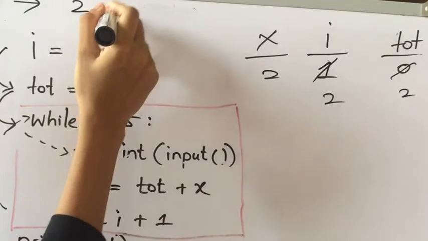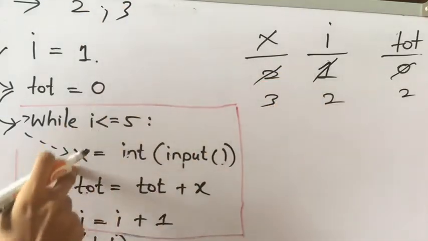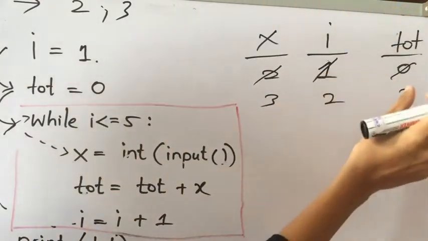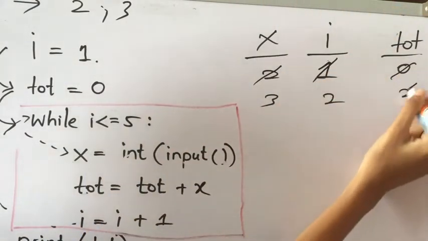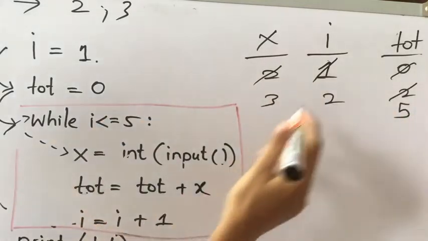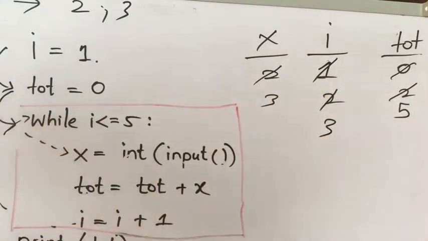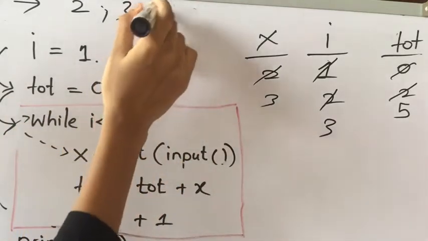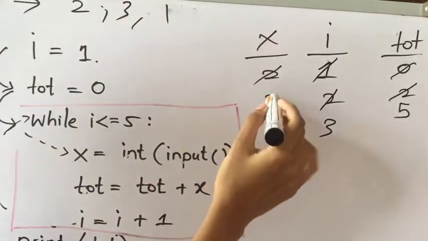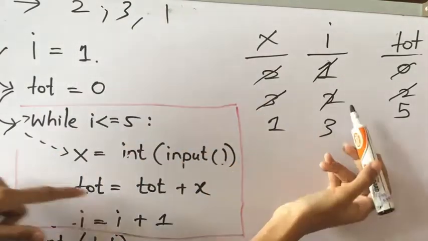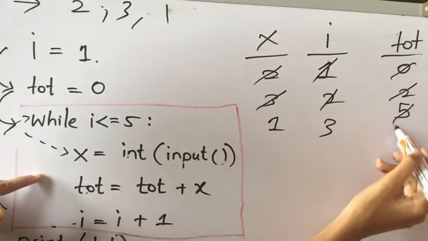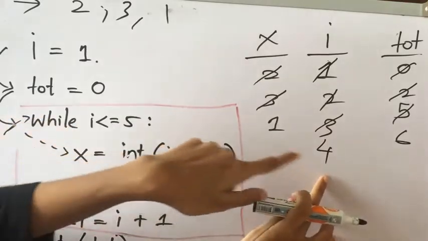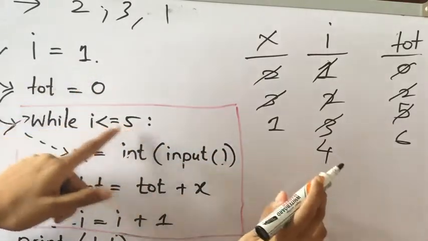So I'm going to input now 3. X value is now 3 here. 3 will get assigned, and then I'm going to add 3 with the total and assign to total. 3 plus 2 is 5. Yeah, and then I'm increasing I. Again it will go to the top. 3 is less than or equal to 5. Yes, so it will go in. I'm going to input say 1. Okay, so x has the value 1 now. Total plus x. 5 plus 1 is 6. And then I'm going to increase I. Again it will go to the top. Now 4. So 4 is less than or equal to 5. Yes, so it will go in.